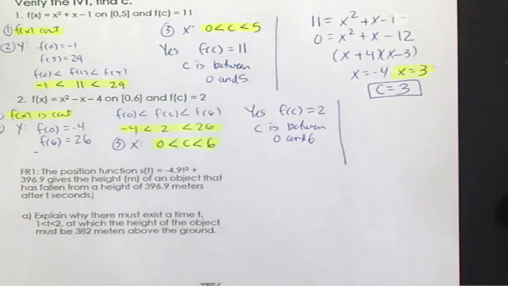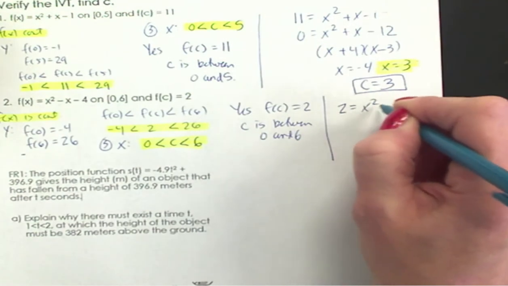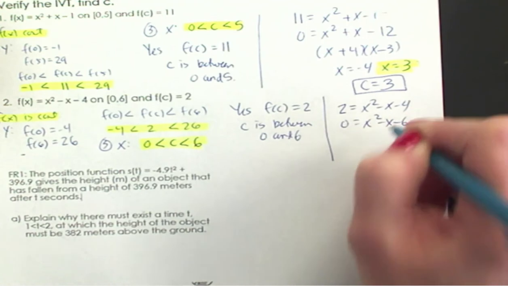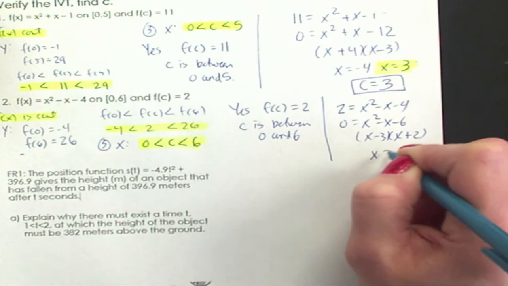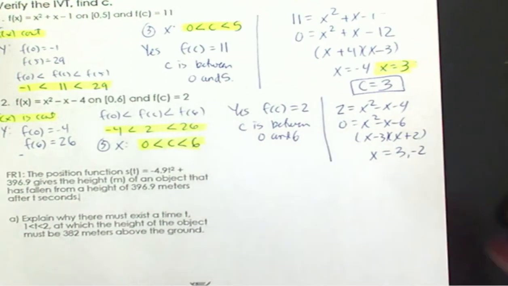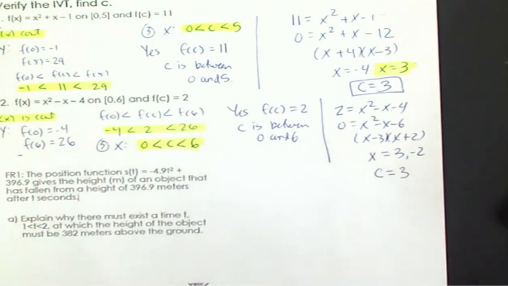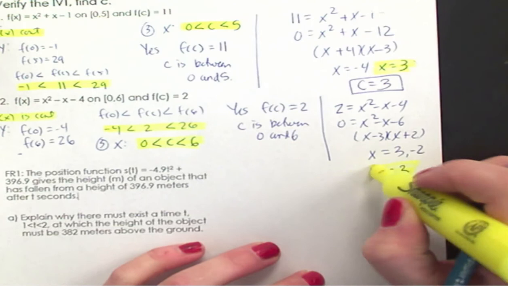c is between 0 and 6. And then it said to find the value. 2 equals x squared minus x minus 4. x equals 3 and negative 2. However, c is the one between 0 and 6. So c is 3.